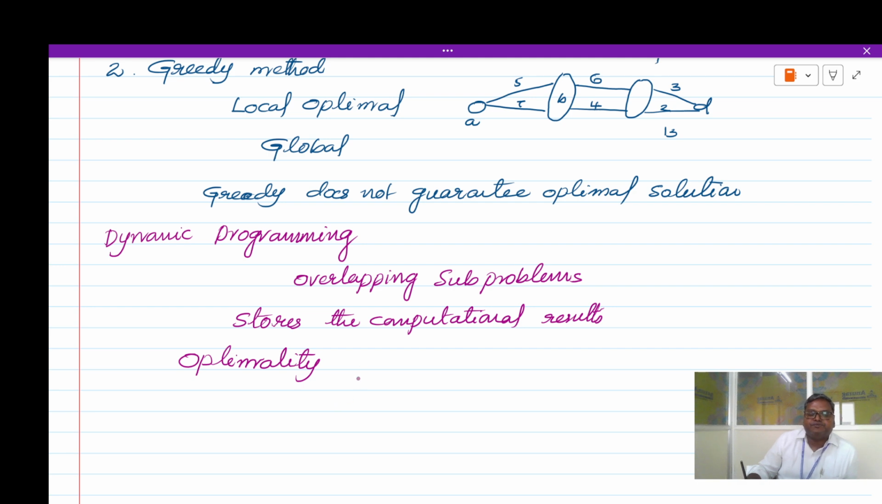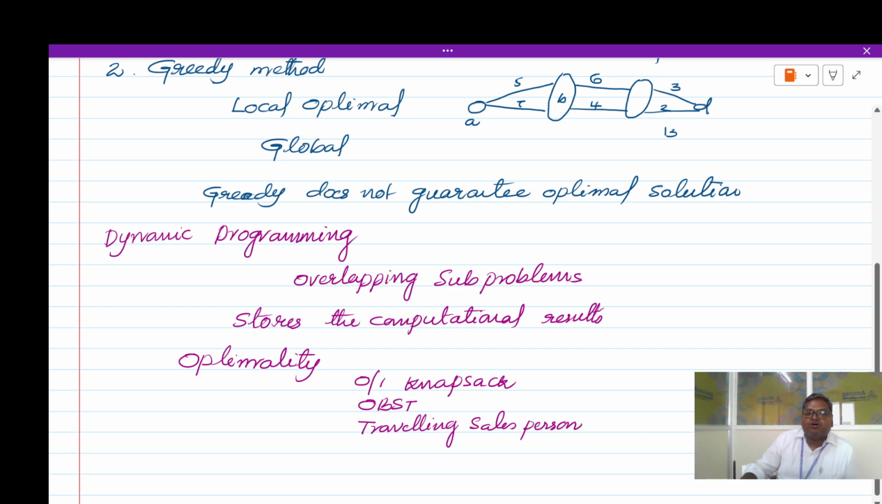If all the sub-solutions are optimal, then the global solution is also optimal. So here you are seeing the 0/1 knapsack, optimal binary search tree, then traveling salesperson, all pairs shortest path.